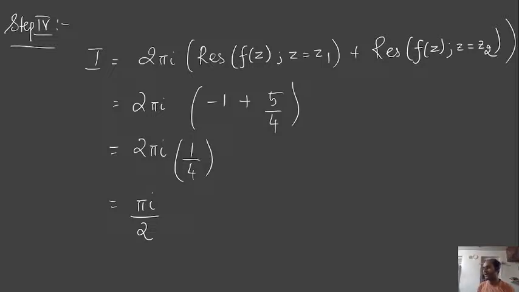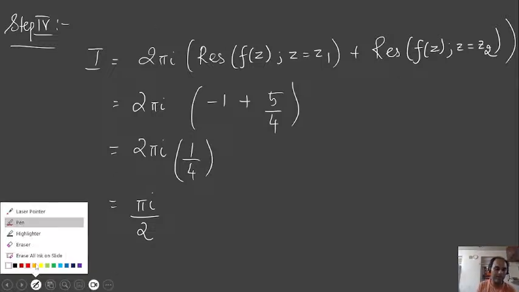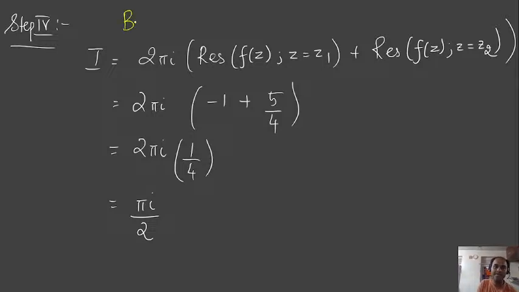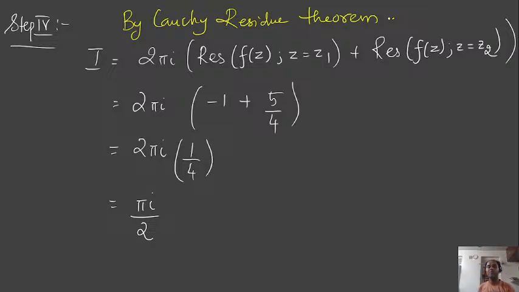Okay. Please hit like if you have got the gist of this answer or you have followed this. You need to write here in the beginning that it is by Cauchy residue theorem. Okay, by Cauchy residue theorem. This is how the answer comes. Great. Please hit like, let me know if you have any difficulty.